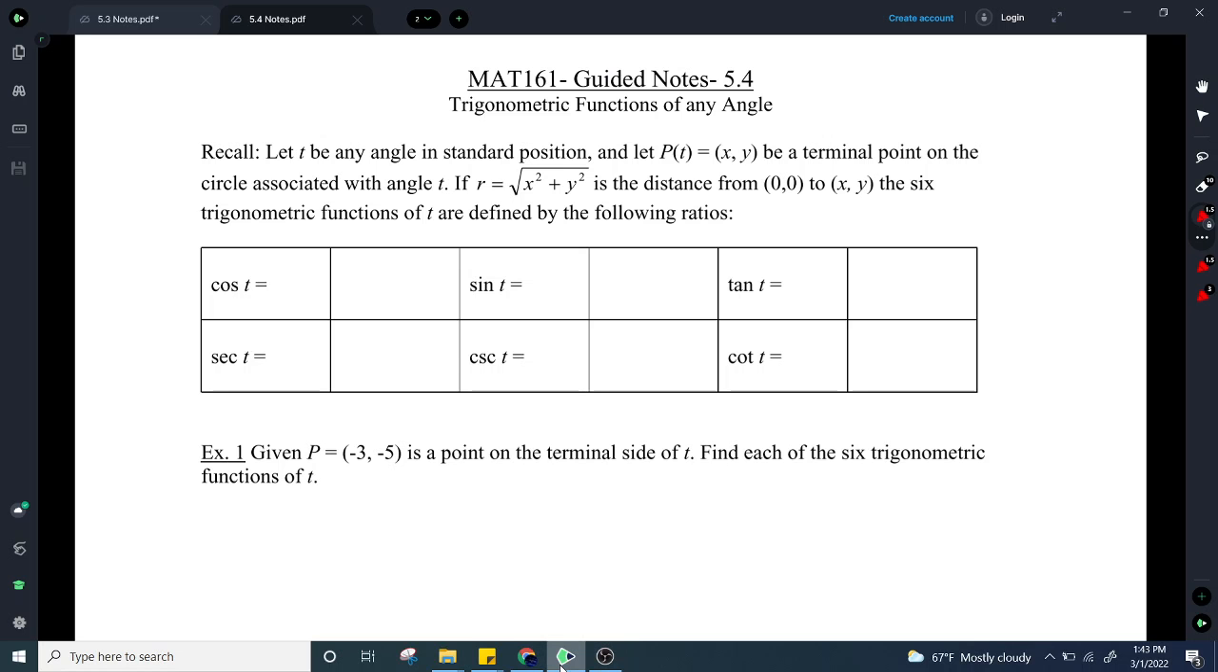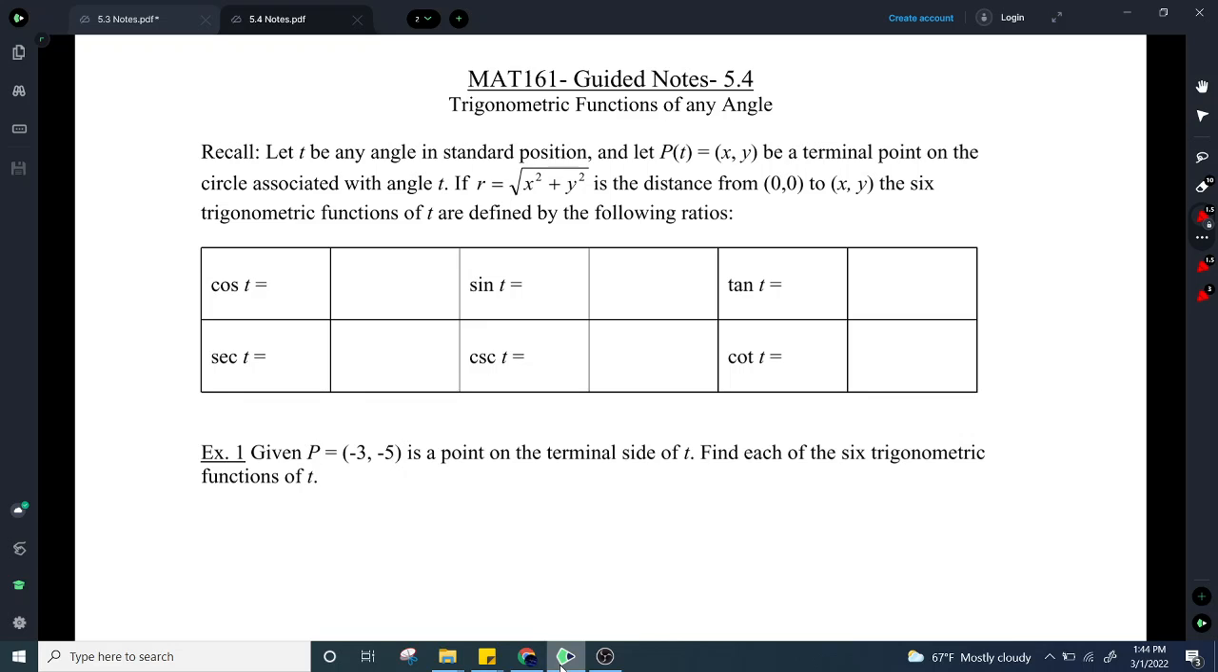So we're going to look at section 5.4. We're still looking at trig functions, but we're going to be a little bit more broad now and look at functions of any angle. These may or may not be on the unit circle. It doesn't really matter. We're not looking at those special angles on the unit circle for a lot of these. But I just want to go through some of these examples so you see the different types of questions you might be asked.